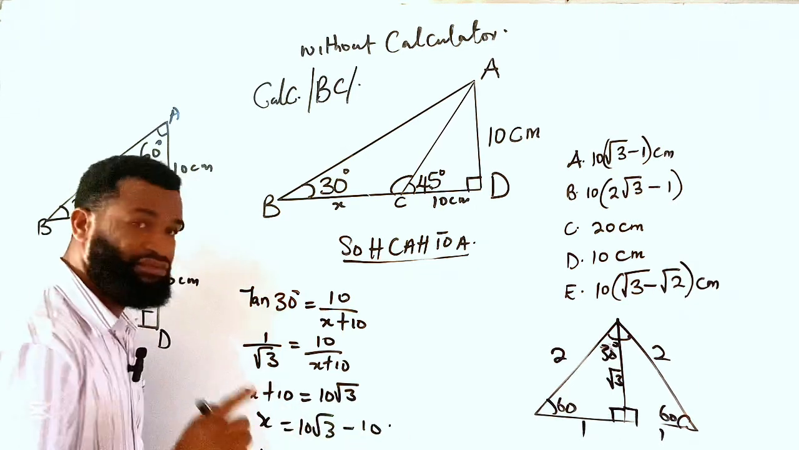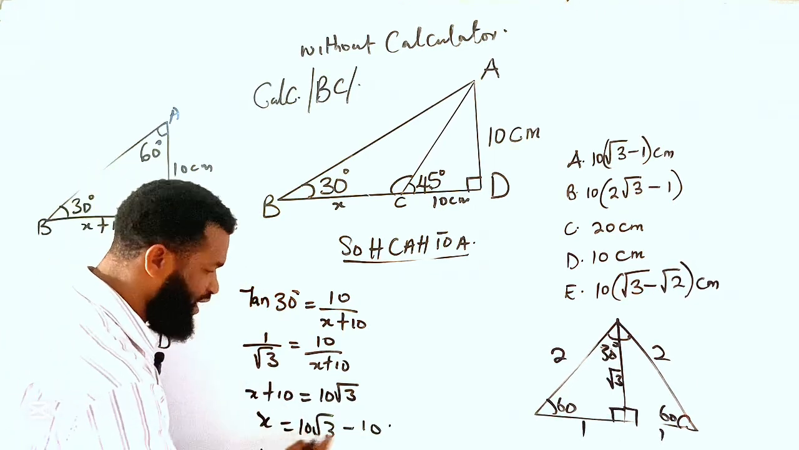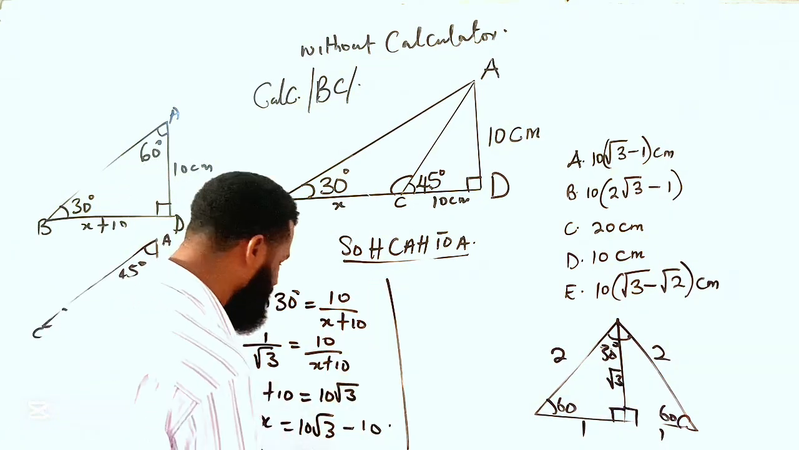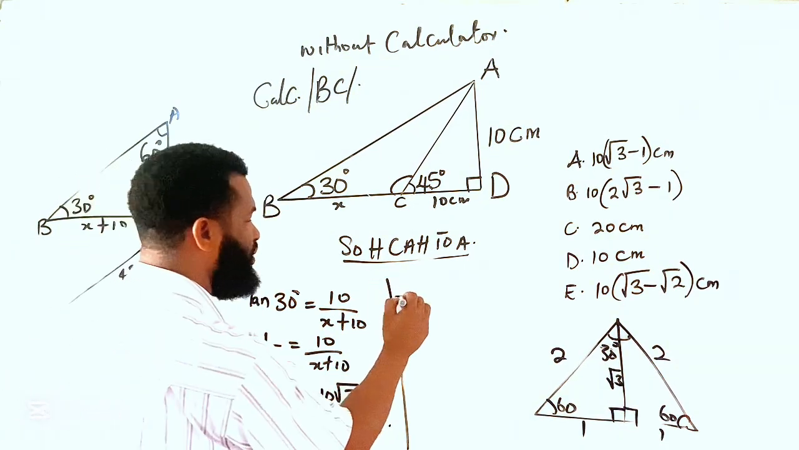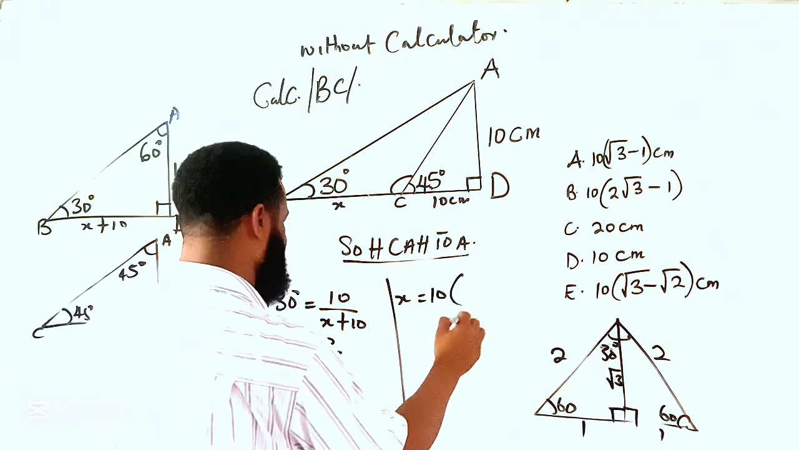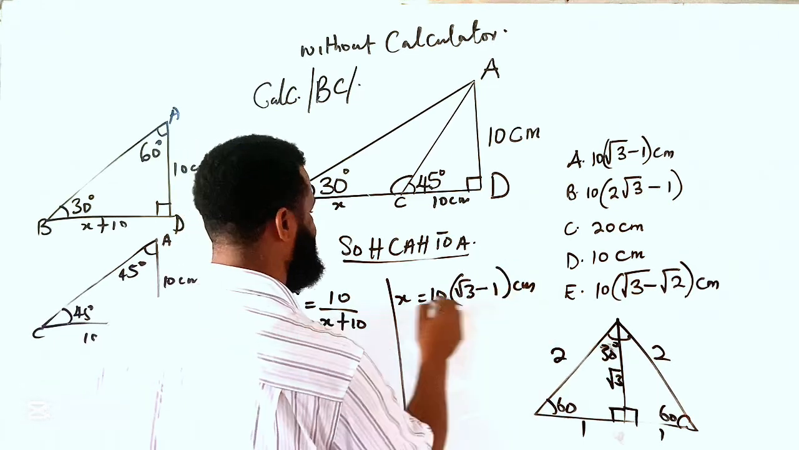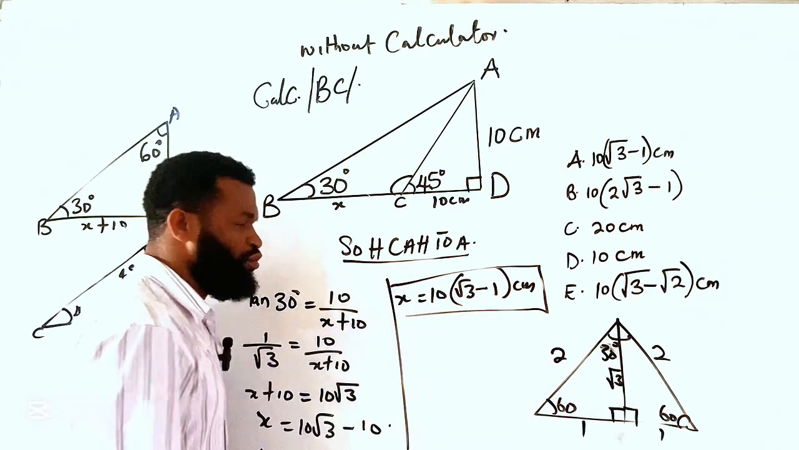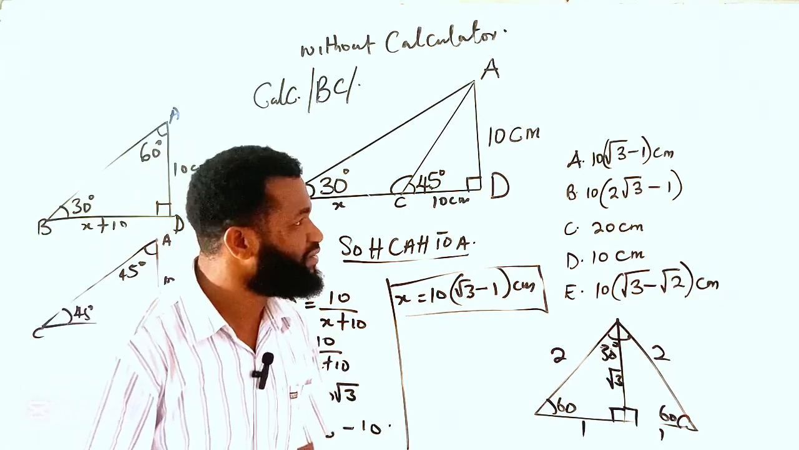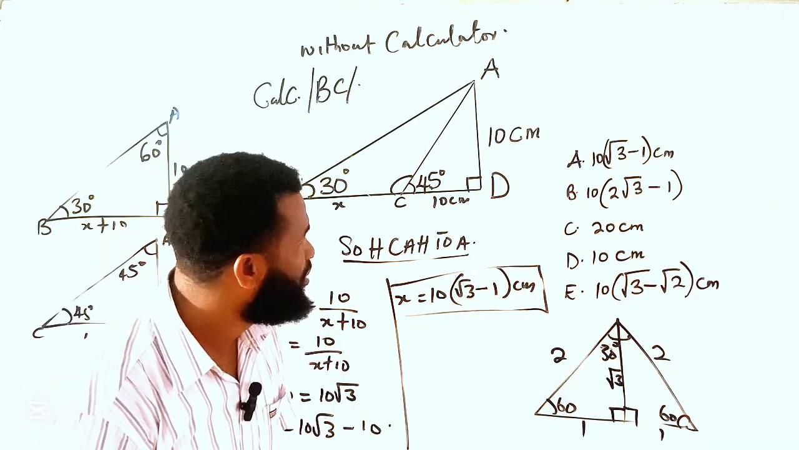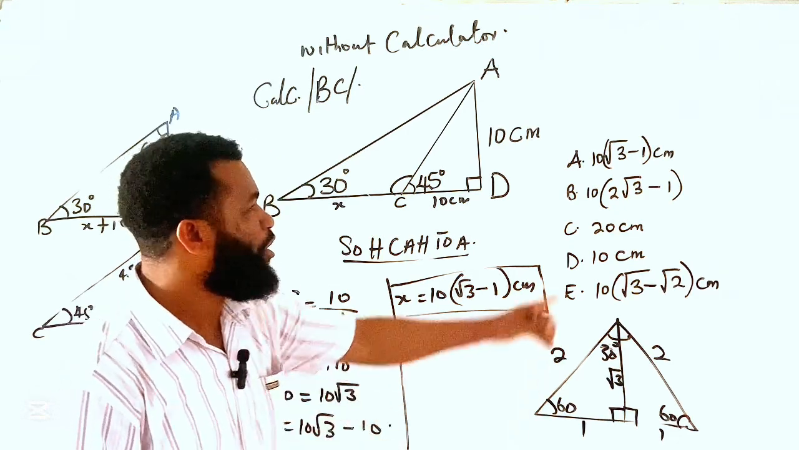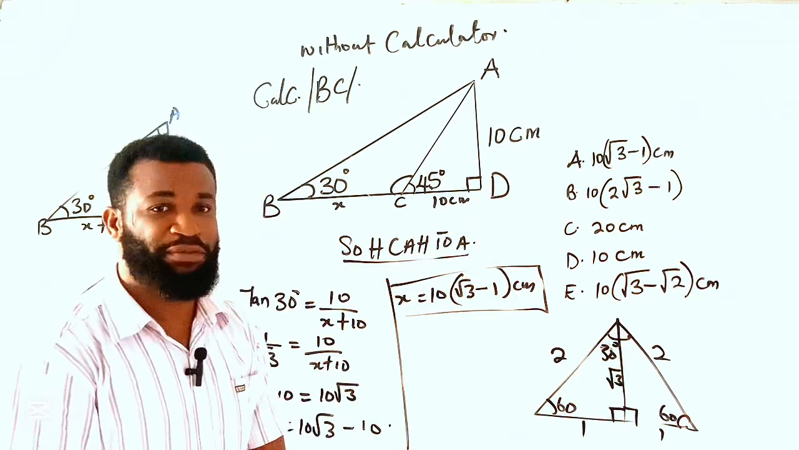x is equal to, remember, 10 is here and 10 is here, so I'm going to factor out 10. So x is going to be 10 brackets root 3 minus 1 in cm. So which of them is correct? Option A is correct.